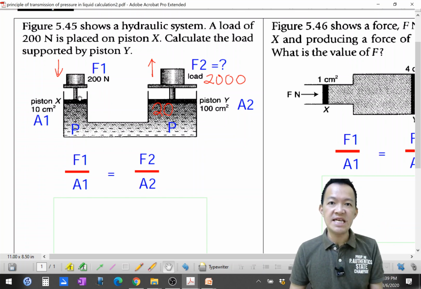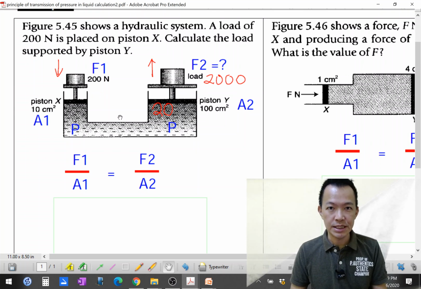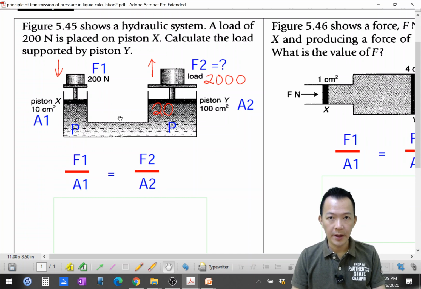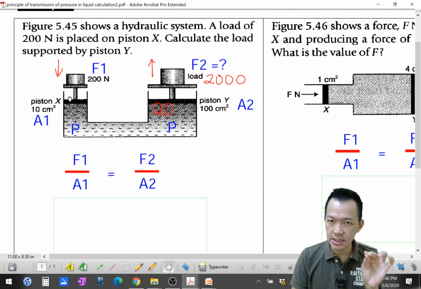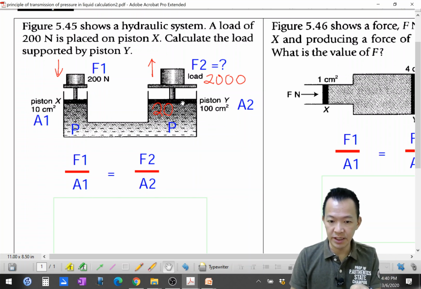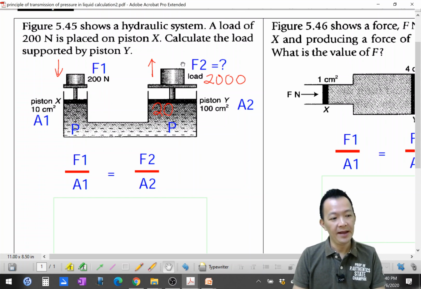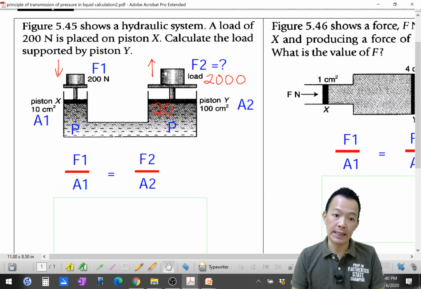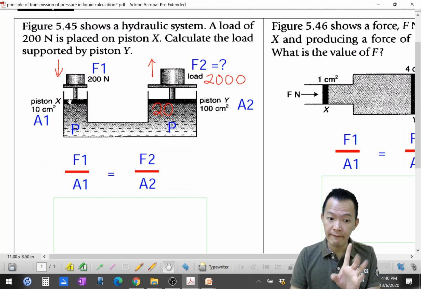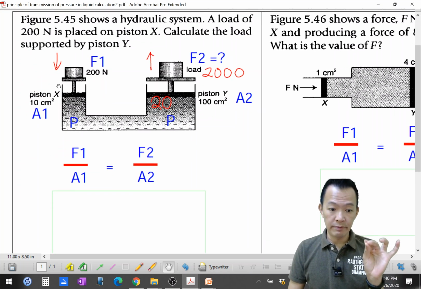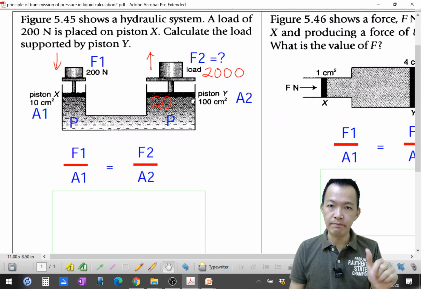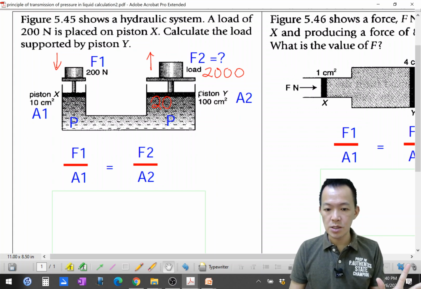From this example we also learn something, and I'll tell you the conclusion directly. If you want to apply the hydraulic principle, the principle has to work this way: you apply force on a small surface, and on the big surface you become very strong. So when we apply the Pascal principle in our life, the place where you apply your force must be the small surface, and the big surface is going to multiply the force for you.